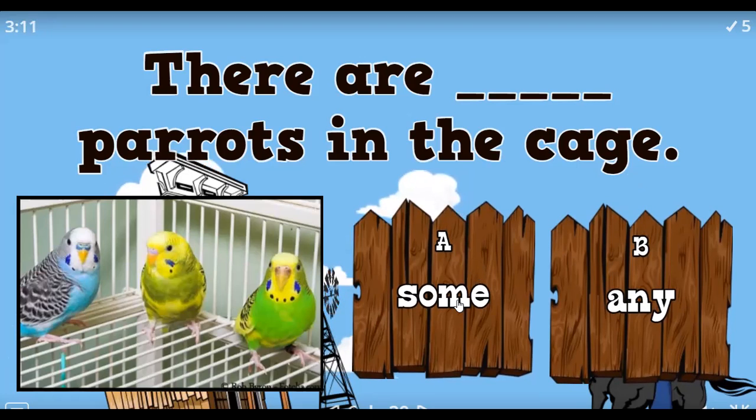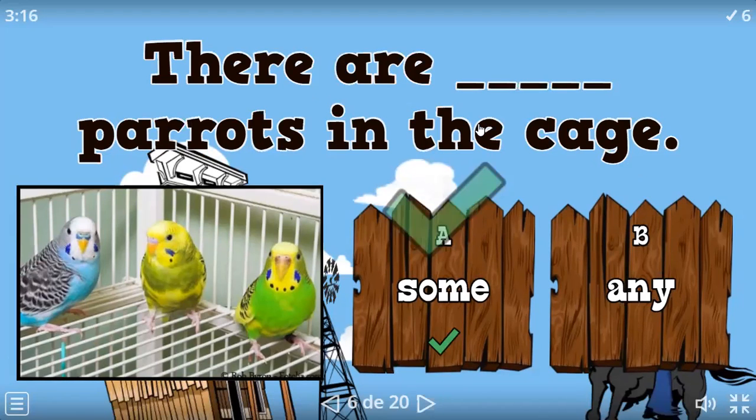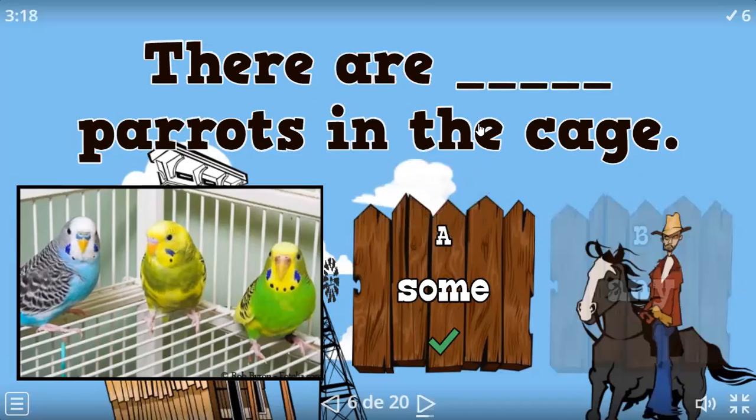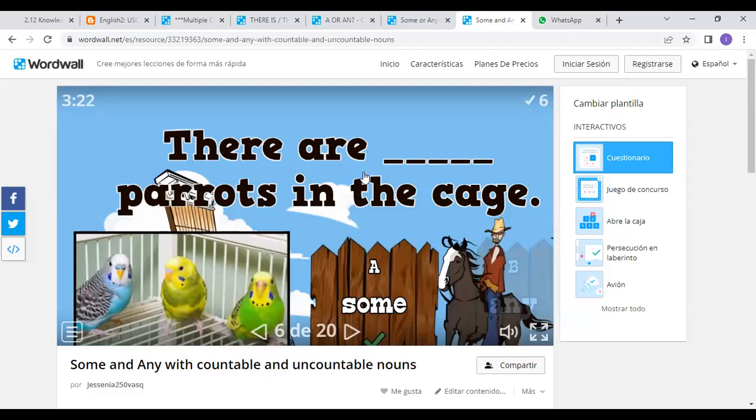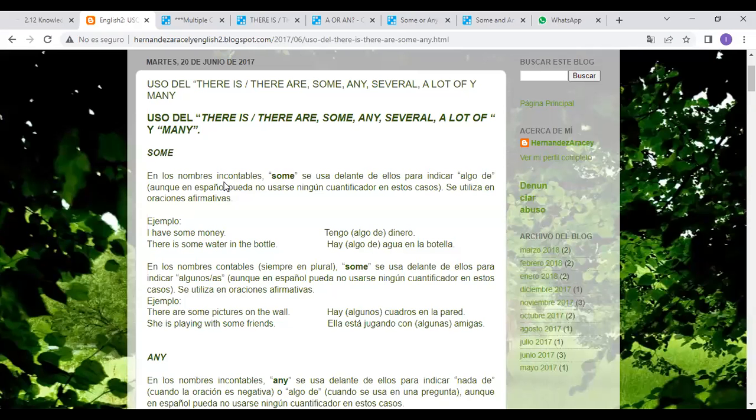A. Okay, letter C, I heard, okay? Let's see. Exactly, yes. Okay, guys. Perfect, very cool. I have a question. Tell me. What is the rule between any and some? Okay, so that's what we are going to see right now. Now, guys, we are going to see the use of some and any, and how to use it, okay?